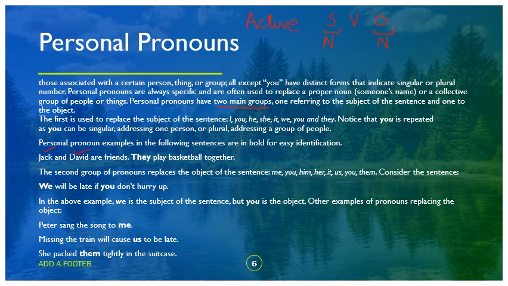The second group of pronouns replaces the object of the sentence: me, you, him, her, it, us, you, and them. Now, if we consider the definition of an object, then I will not suggest that you consider it as a non-living thing. Consider it as an action advancing from one entity to the other. The action is transferred from one entity to another.